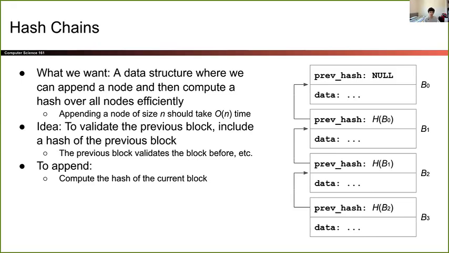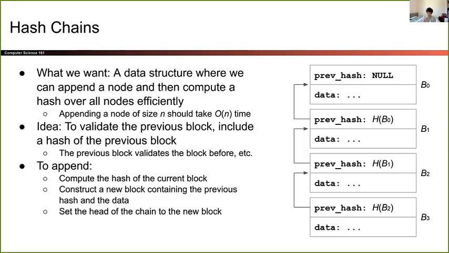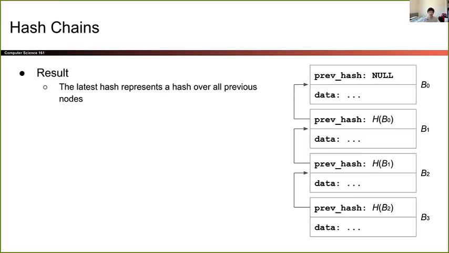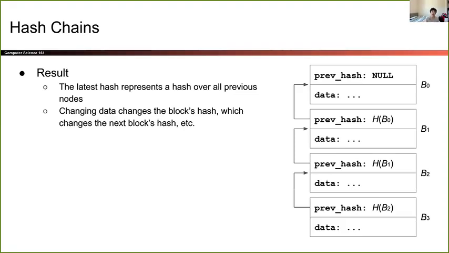The algorithm for appending is that we take the current block, we hash it, we take that hash and we put it in the new block, and then we say, okay, now the head of the chain is this new block, and this new block has a hash for the previous block, and so on and so forth. What this means is that the latest hash is a hash over all the previous nodes. If we were to, for example, change the data in block 1, that's going to change its hash, which is going to change the data in block 2, which changes the hash of block 2, which changes the data in block 3, and so on and so forth. So the hash depends on all of the data that has come before, and this is a useful property for us. As a data structure, this is really just a linked list with some fancy features.